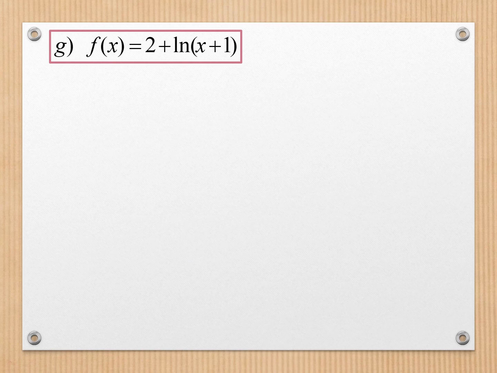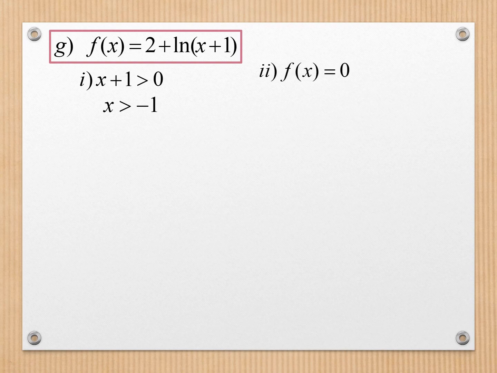Let's look at solution G. f(x) equals 2 plus ln(x + 1). So first, we find the domain of this function. x plus 1 is more than 0. Then we get x more than -1. So the domain here is (-1, ∞). So then we have a vertical asymptote at x equals -1.